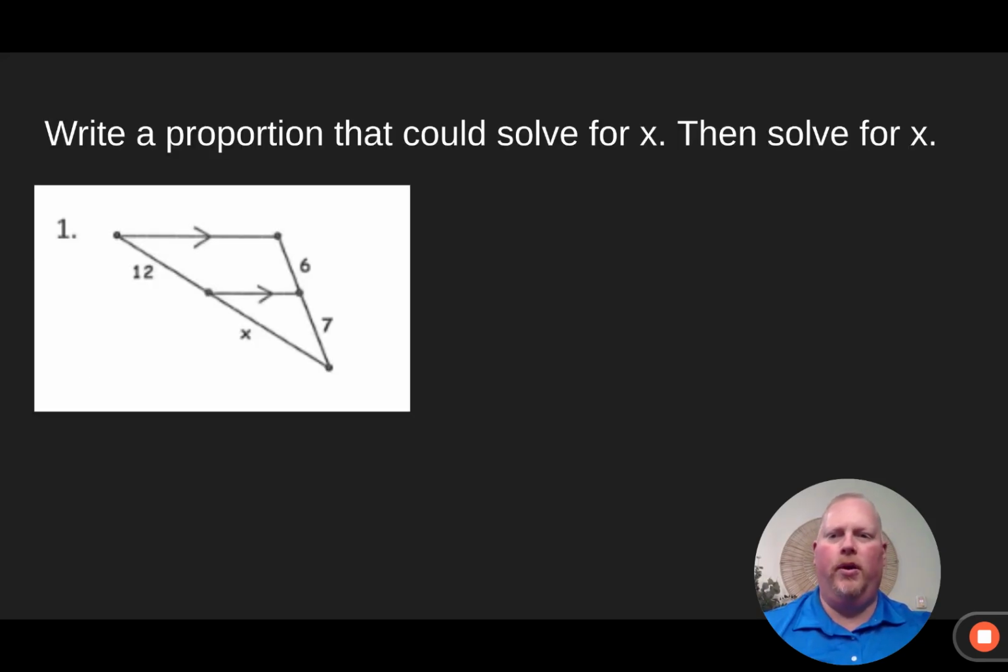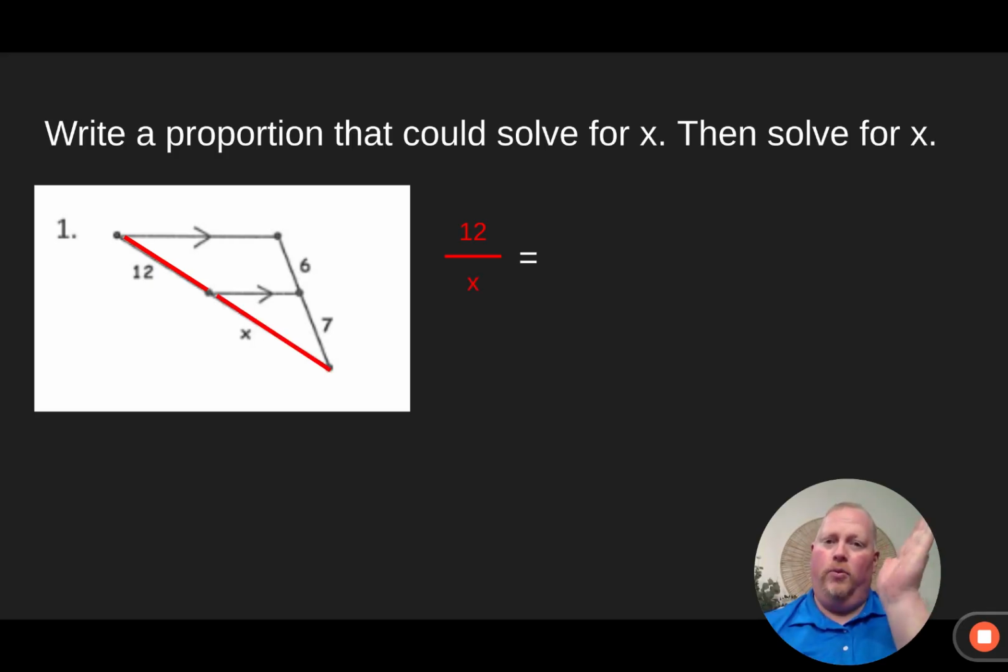Here's question number 1. It says, write a proportion that could solve for x, then solve for x. So you can start with any number up there. I'm going to choose the 12. And so I can set up the proportion 12 over, and then I can choose, there's a couple different things I could choose. I could choose the thing that's on the same side, so 12 over x. Or I could do 12 over 6 and just go across the triangle. Both of those would be good ways to start. I'll do 12 over x.